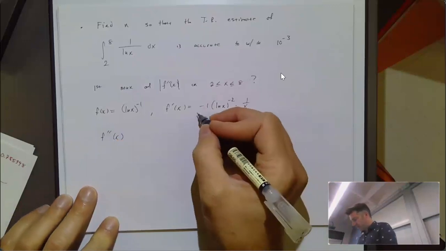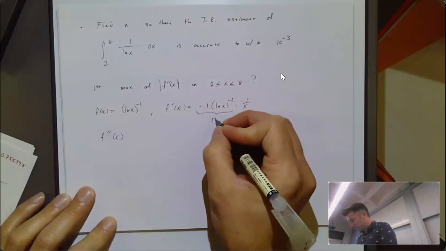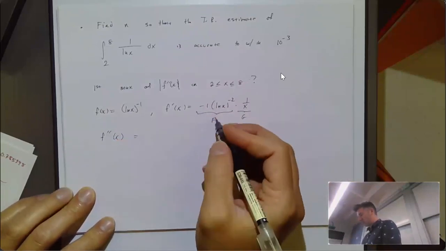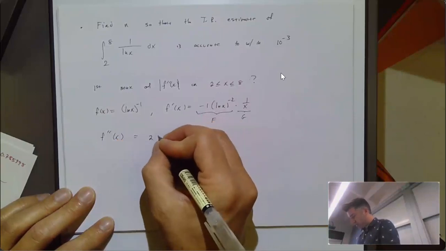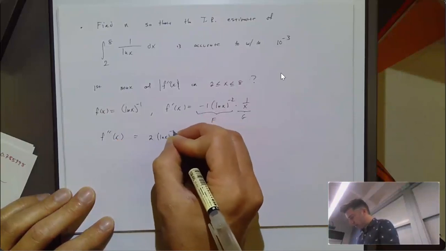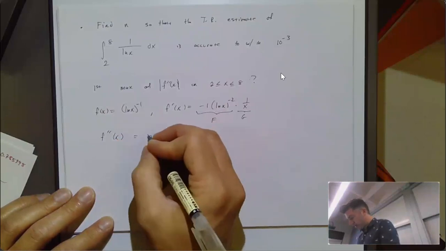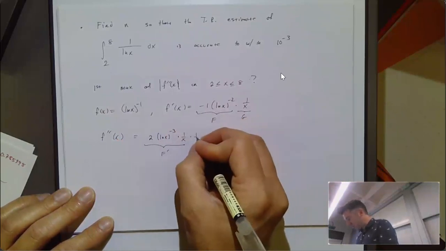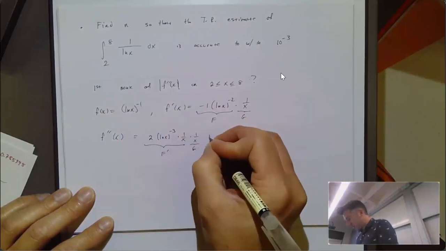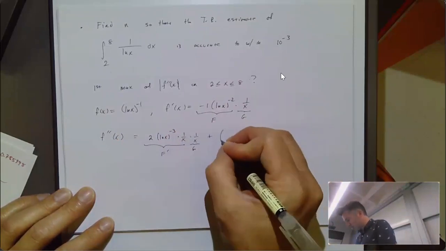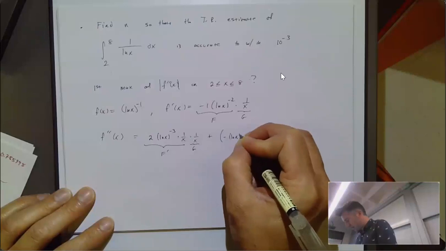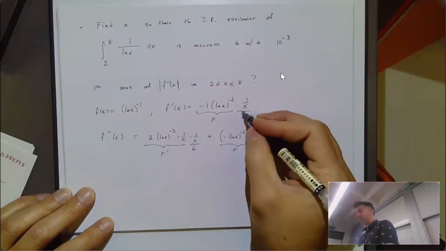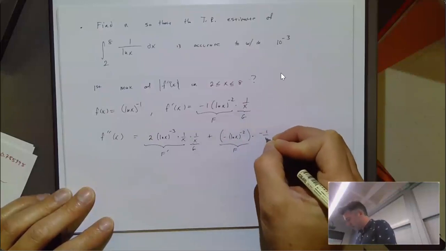For my second derivative, I'm going to think of this as my first piece and this as my second piece. My second derivative is going to be the derivative of that first part, so positive 2 times the natural log of x to the negative third times 1 over x. That's my f prime. And then times g, which is another 1 over x. Plus, then we're going to do it the other way: a negative natural log of x to the negative second, that's my f, times the derivative of 1 over x, which is negative 1 over x squared.